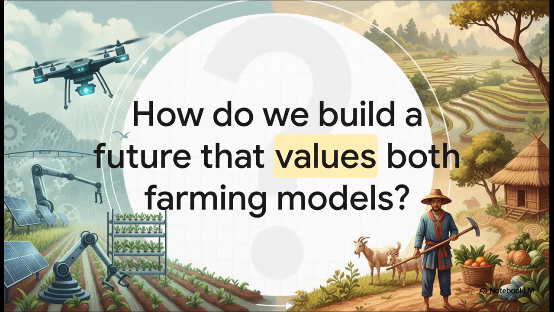And this all leaves us with a huge question for the future. On the one hand, you have Joe Horan's incredibly efficient farm that can feed thousands. But on the other, you have Muna Lal's model, which is the reality for a massive portion of humanity. So here's the challenge. How do we build a future that can harness the amazing productivity of the commercial model while also supporting the hundreds of millions of small farmers who are the backbone of global agriculture?